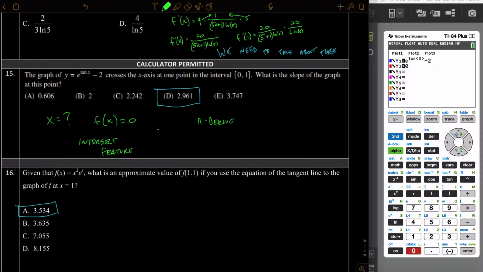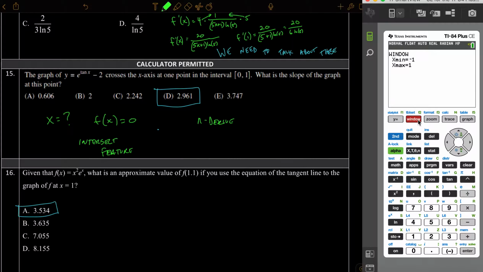So first we have to find out where that x value is on the interval 0 to 1. If you need to pause it, you can type in your equation, and we want that to cross 0, cross the x-axis, so y equals 0. We want to look for the one on the interval 0 to 1, so I could even change my window to start at an x min of 0 and go to an x max of 1, just so I'm looking at that part of the graph.